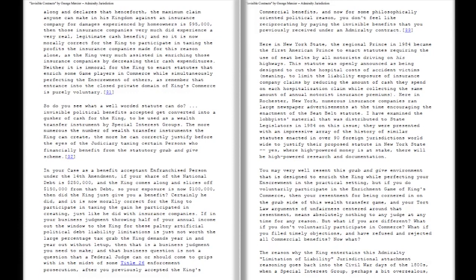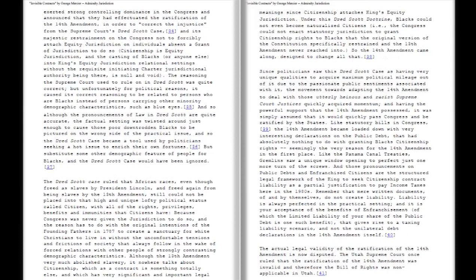The reason why the king entertains this admiralty limitation of liability jurisdictional attachment reasoning goes back into the Civil War days of the 1800s, when a special interest group, perhaps a bit overzealous, exerted strong controlling dominance in the Congress and announced that they had effectuated the ratification of the 14th Amendment, in order to correct the injustice from the Supreme Court's Dred Scott Case 34 and its majestic restrainment on the Congress not to forcibly attach equity jurisdiction on individuals absent a grant of jurisdiction to do so. Citizenship is equity jurisdiction, and the casting of blacks, or anyone else, into king's equity jurisdiction relational settings, without the requisite initiating charter jurisdictional authority being there, is null and void.